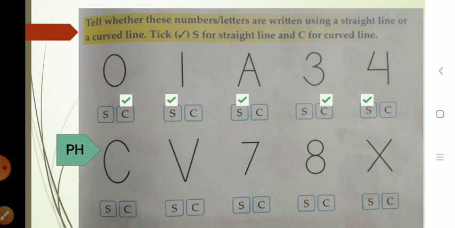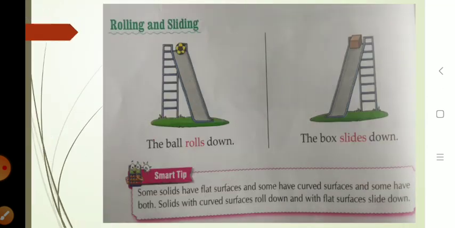Now we will move to our next topic. For that, students, you have to turn your textbook page. Open page number 82. Yes, what is given? Rolling and sliding. Rolling and sliding.